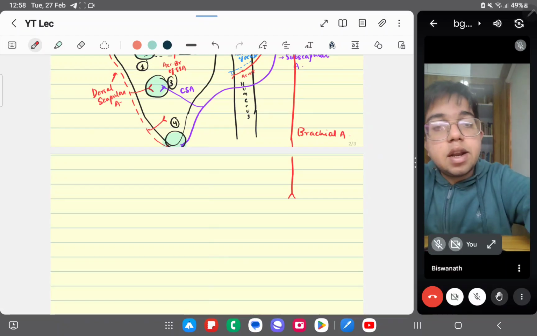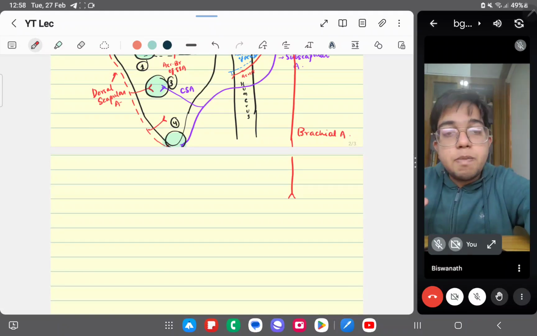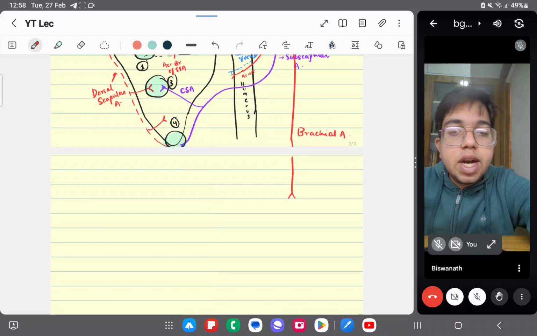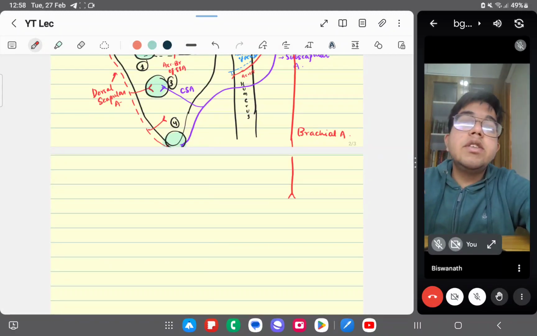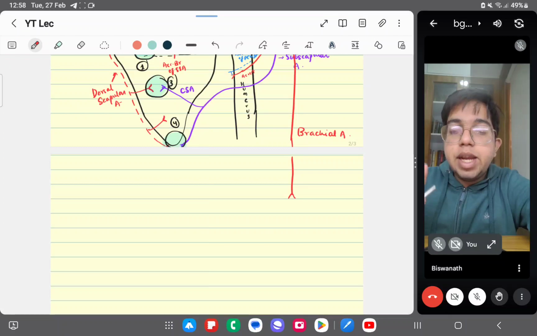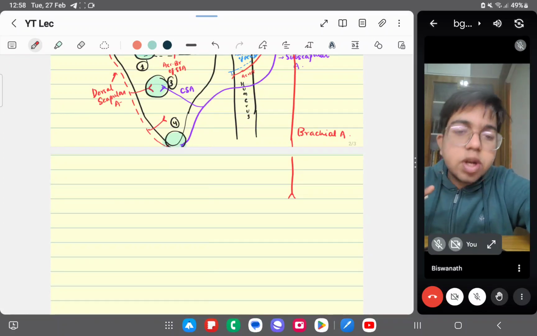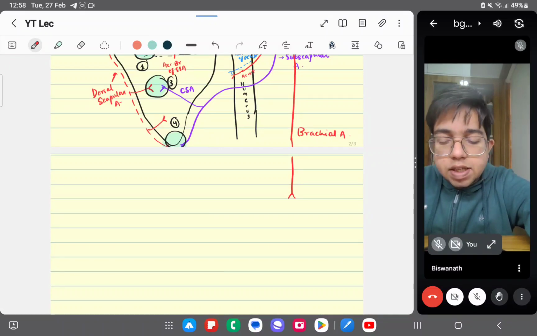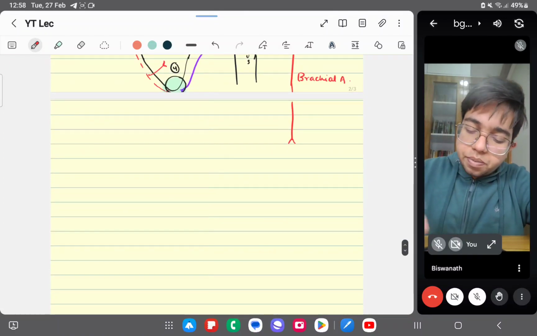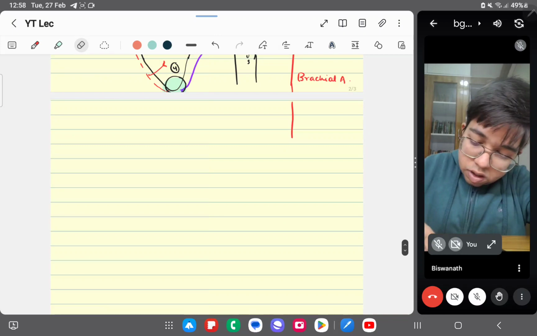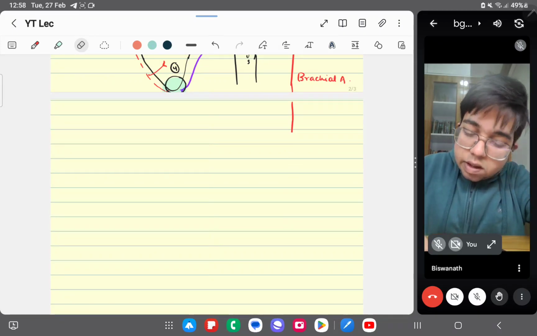This brachial artery will give its largest branch, that is called the profunda brachii artery. Then it will give two more branches, that is a superior ulnar collateral artery and inferior ulnar collateral artery. So you can understand that we have three major branches of this brachial artery. It will move downwards like this.